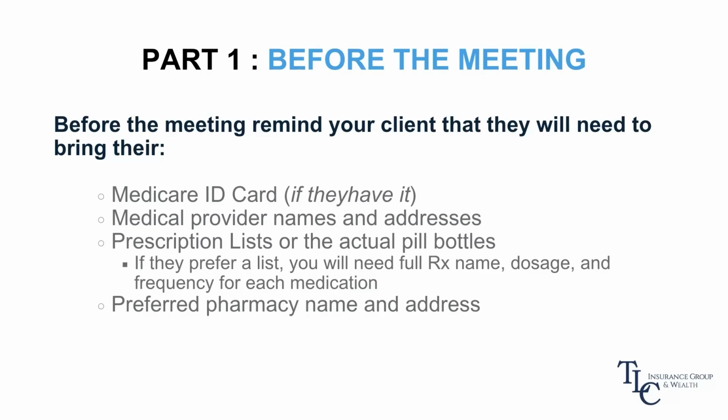The third thing we need to have, and this might be the most important, is a prescription list, or my preference, the actual pill bottles. If they prefer a list, we're going to need to know the full prescription name, the dosage or strength, and the frequency for each medication.